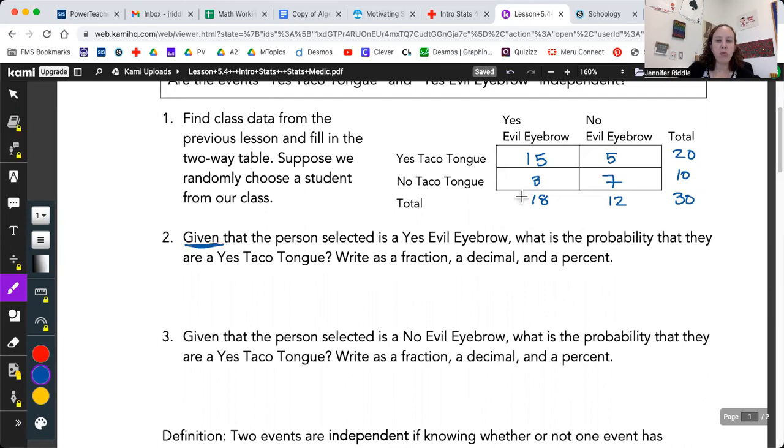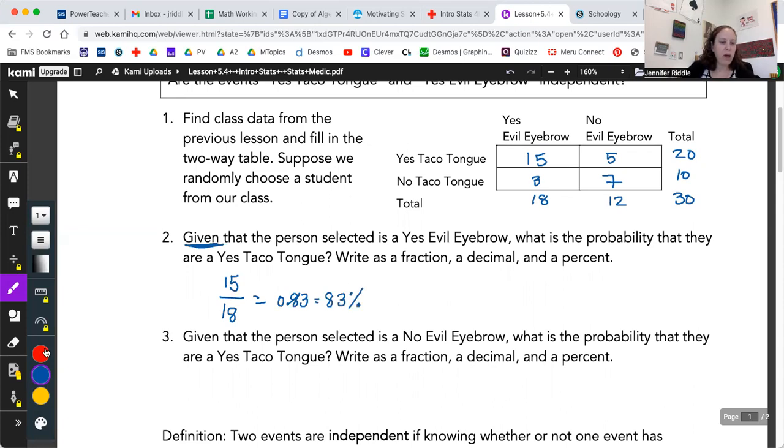So now I'm only looking at those people who are yes, evil eyebrow. I have a total of 18 people who are yes, evil eyebrow. And then we want to know the probability that they are also yes, taco tongue. So we had 15 out of 18. My question asked me to write it as a fraction, a decimal, and a percent. So my decimal should be 0.83, which makes my percent 83%.